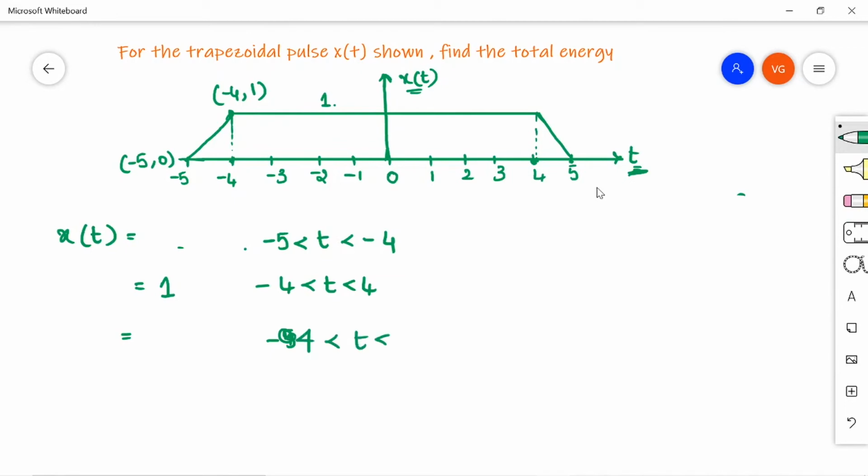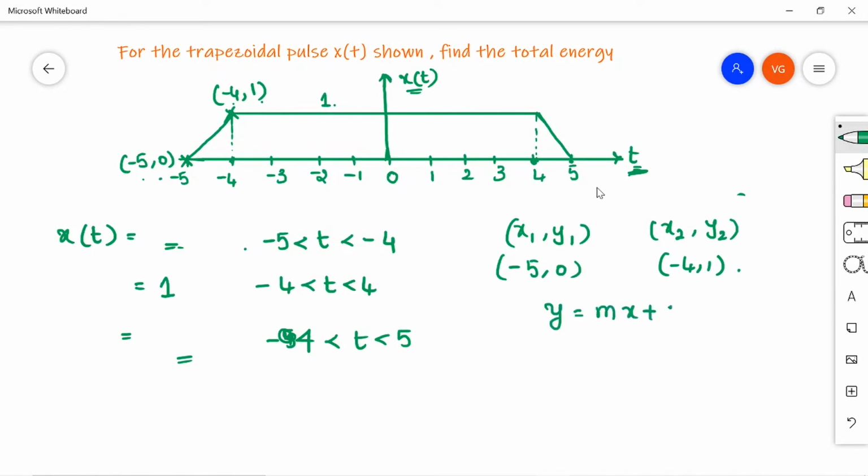So what is this signal? It's a ramp signal. So to define the ramp, you need to write down the points here. So the starting point here is minus 5 comma 0 and the end point is minus 4 comma 1. So let us take x1, y1 and x2, y2 as the points. That is minus 5 comma 0 and minus 4 comma 1. So the line equation is given as y is equal to mx plus c. So for that I need to write down m. The slope is given by y2 minus y1 divided by x2 minus x1. Substituting 1 minus 0 divided by minus 4 minus of minus 5. So that is nothing but 1 here.